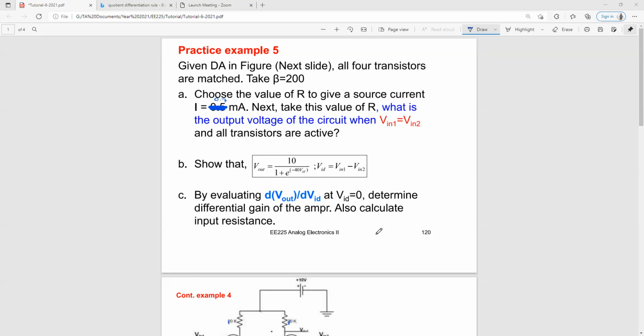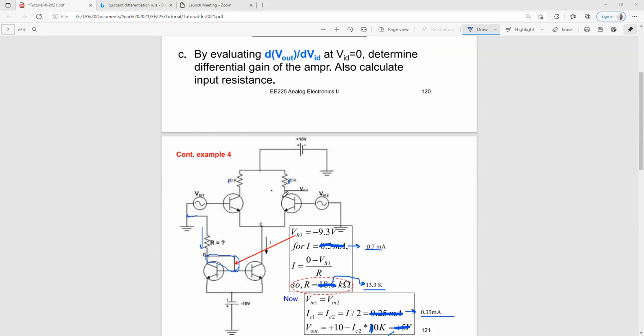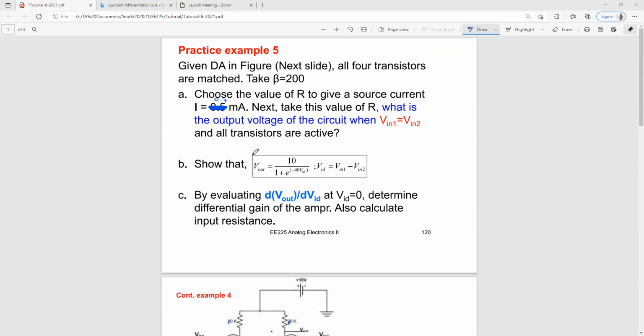So this week's tutorial is basically based on your lecture example, right? It is somewhat, actually everything is similar, only the value of the current is different, that is 0.7 milliamps, and our R value over here is different, right? That is 10 kilo ohms rather than 20. The rest of the question remains as it is.